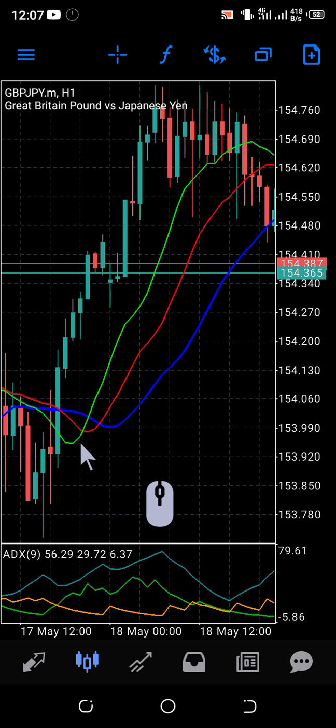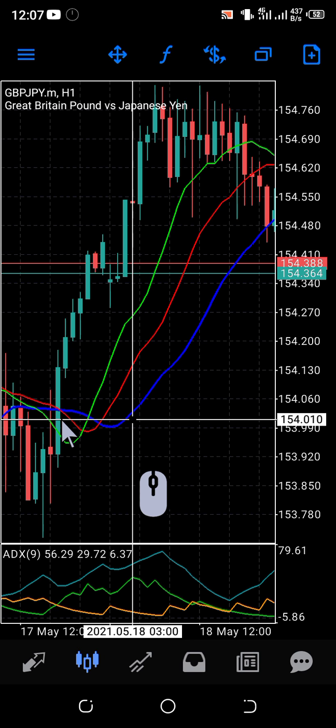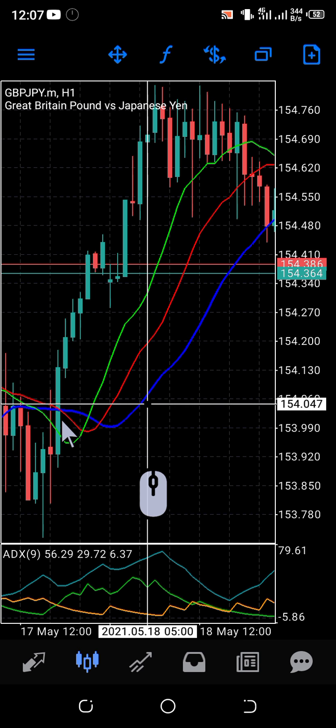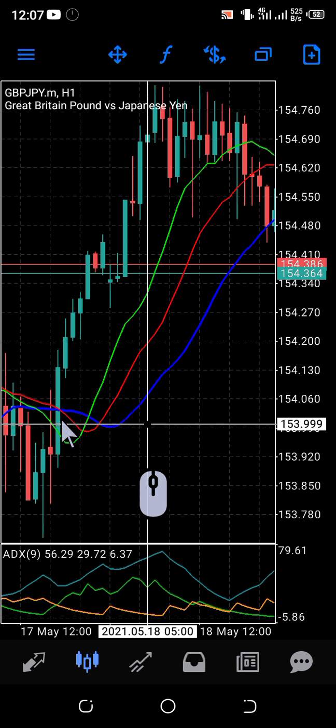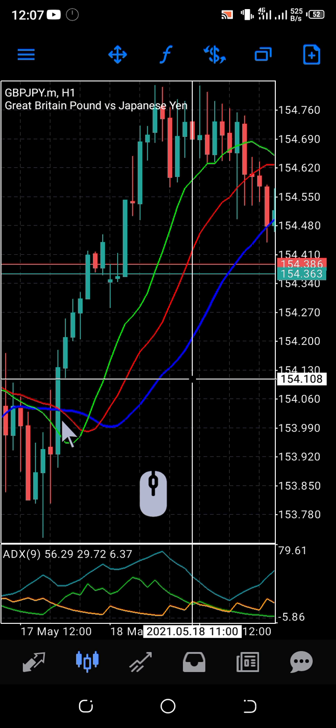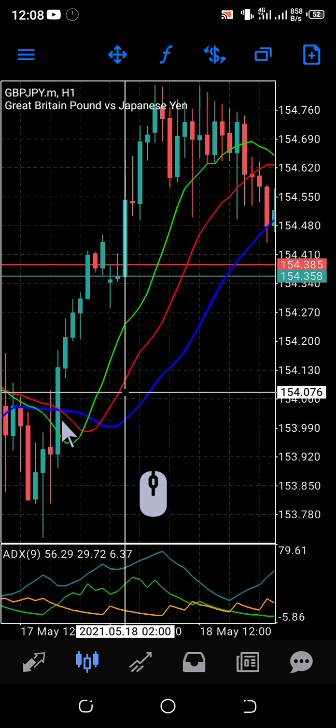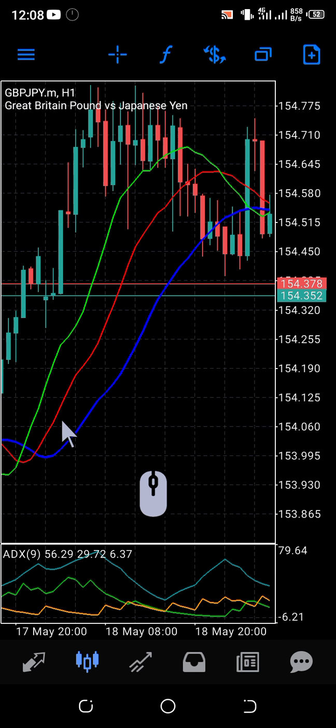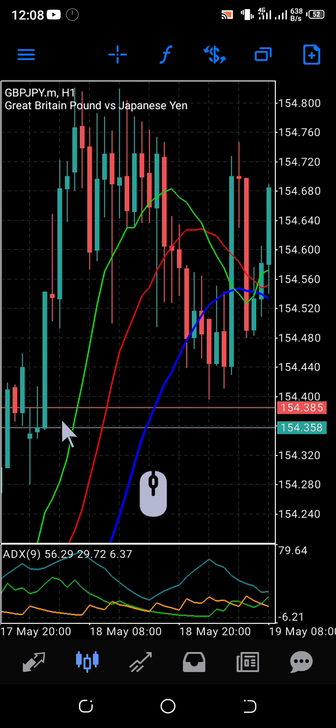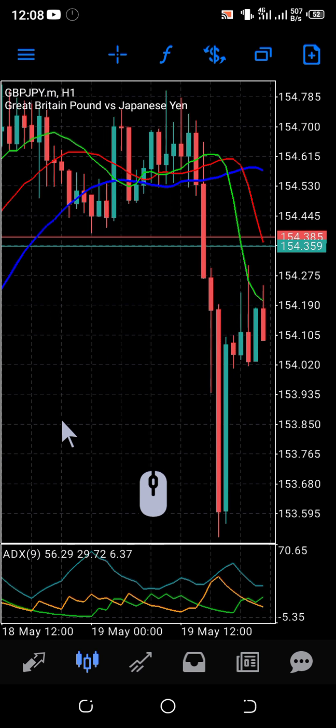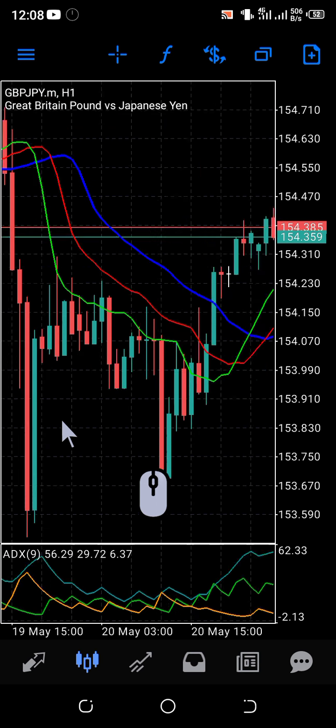So you should start looking for your entry points, maybe around here, right up to this point, so that you ride along with the trend. Then when you see the line starts moving back downward like this, just know that the trend is about to break, so you should close all your positions.